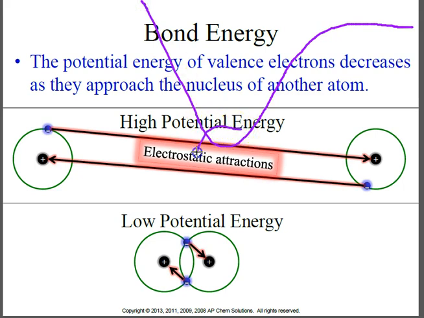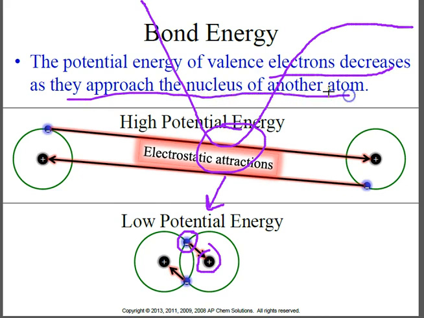So the potential energy goes down as the electrons from one approach the nucleus from the other. So the electrons' energy decreases as they get close to the nucleus of the other atom. And depending on how much that energy decreases, that's our bond energy. So if it decreases a lot, then we'll have a large bond energy. If it doesn't decrease as much, then we'll have a smaller bond energy.